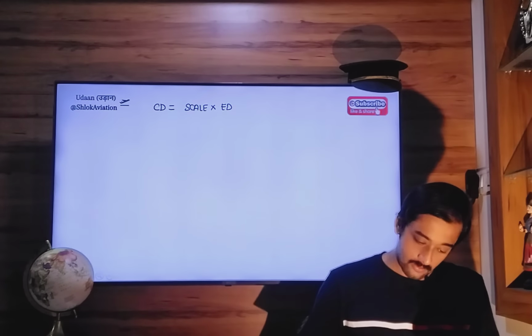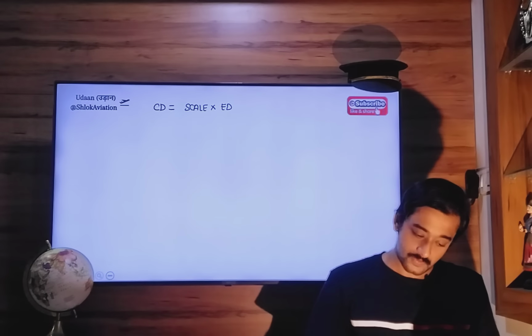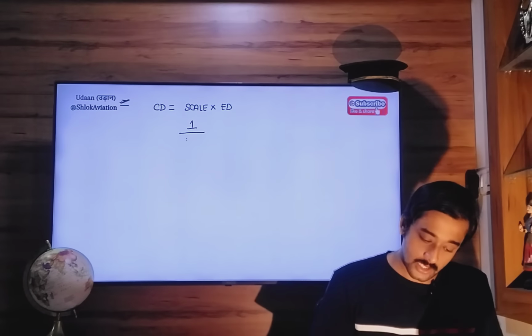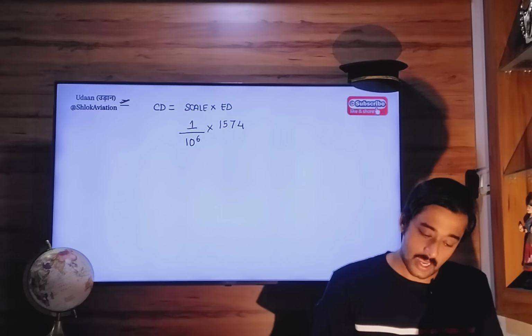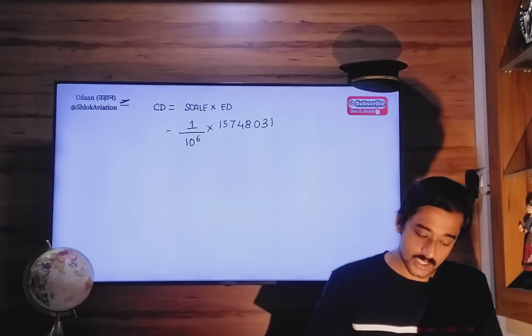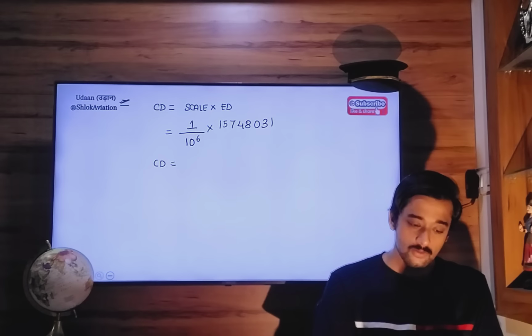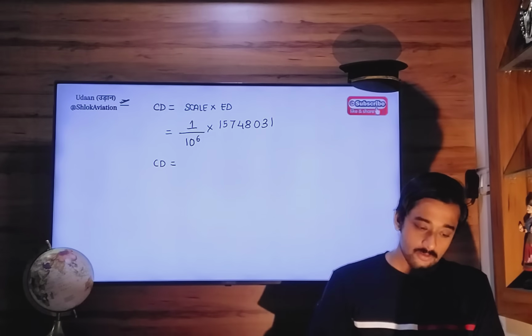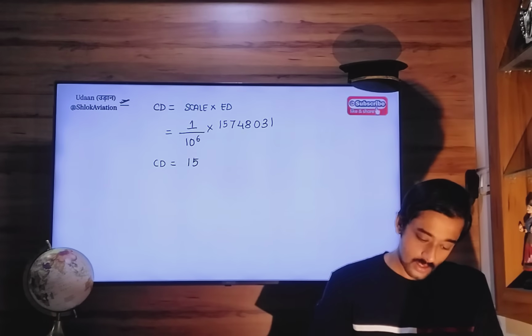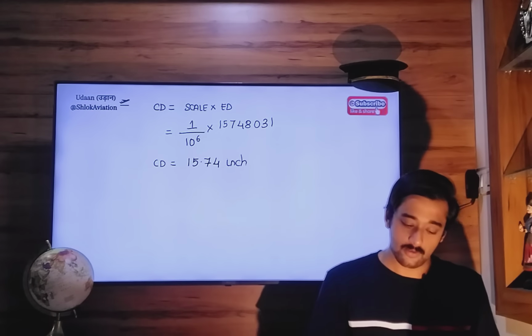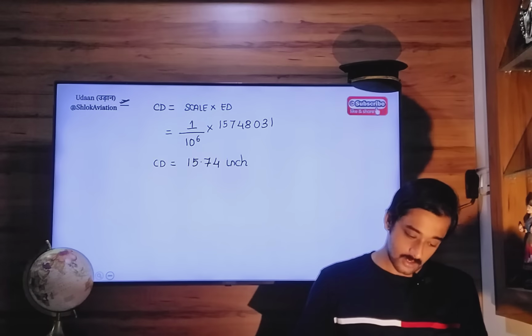Now we are going to use that here. So scale will be equal to 1 divided by 10 raised to 6 into 15,748,031. So chart distance will be equal to dividing by 1, 2, 3, 4, 5, 6 zeros, 15.74 inch. Simple.